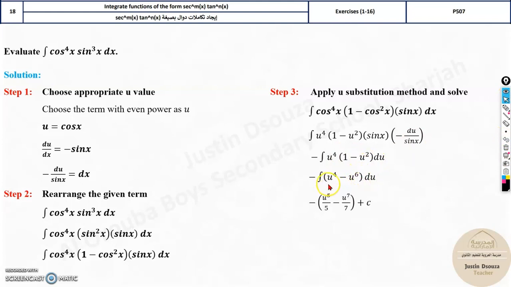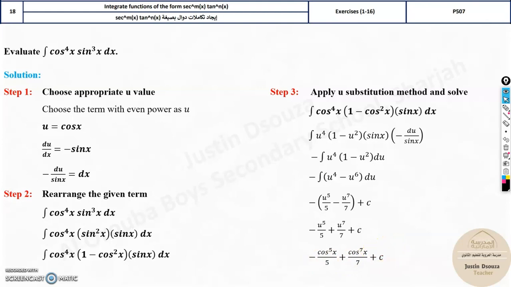And now you can easily integrate, isn't it? u to the power 5 divided by 5 minus u to the power 7 divided by 7 plus c. Now multiply the minus sign inside, and here you get it. So now it's not over. You need to substitute whatever you had considered back into the question, and here you go. That is your final answer. So this is the constant of integration.